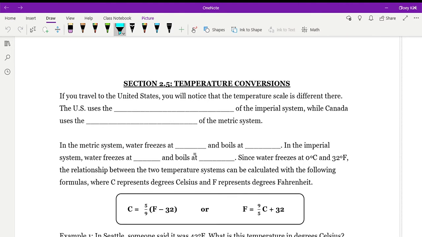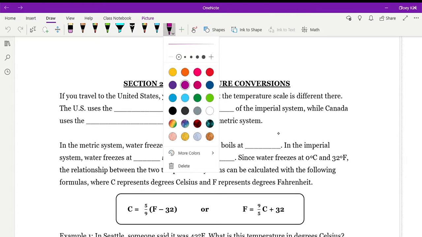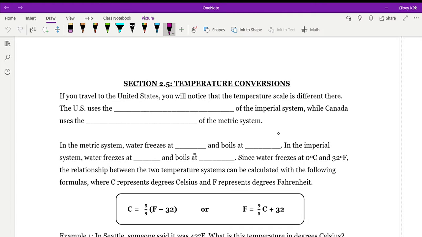So let me just grab an actual pen. That's a prettier color.